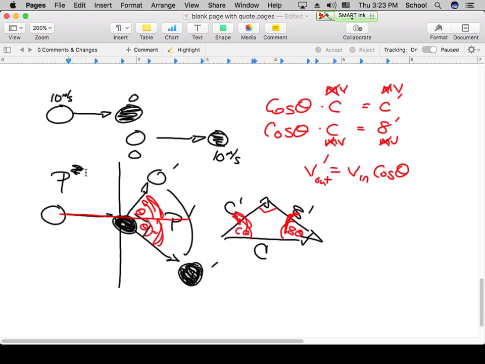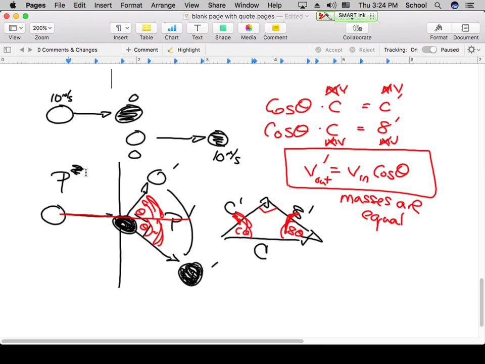Now, will this work for anything? No, this only works when masses are equal. So if the masses are equal, then the math is super duper simple. You look at that and you say, well, that's going to be really easy to plug into. Yeah, it is.